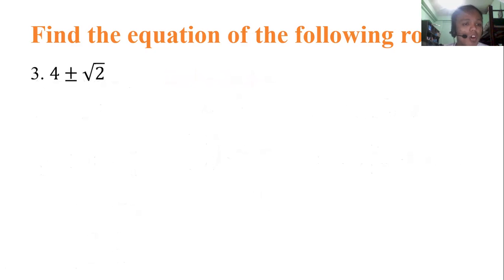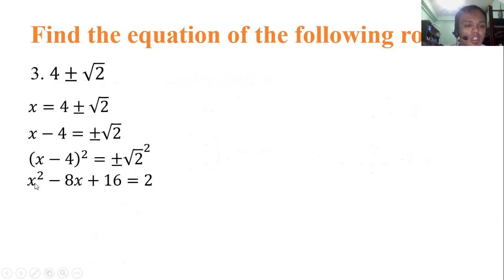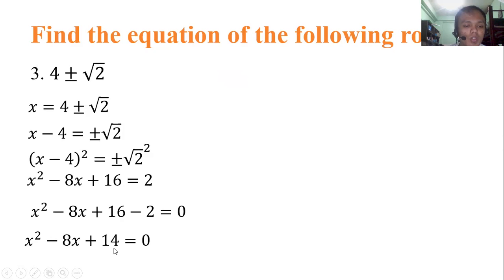Then, 4 plus or minus the square root of 2. Again, here, since root siya, that would be equal to x. Transpose 4 to the other side, may x minus 4 equal to plus or minus the square root of 2. Then, you square both sides. The square of x minus 4 is equal to x squared minus 8x plus 16. Okay? The square of the square root of 2 is 2. Cancel out na kasi natin to. And then transpose 2 to the other side, we have 16 minus 2 is equal to 14. Ito yung magiging quadratic equation niya.